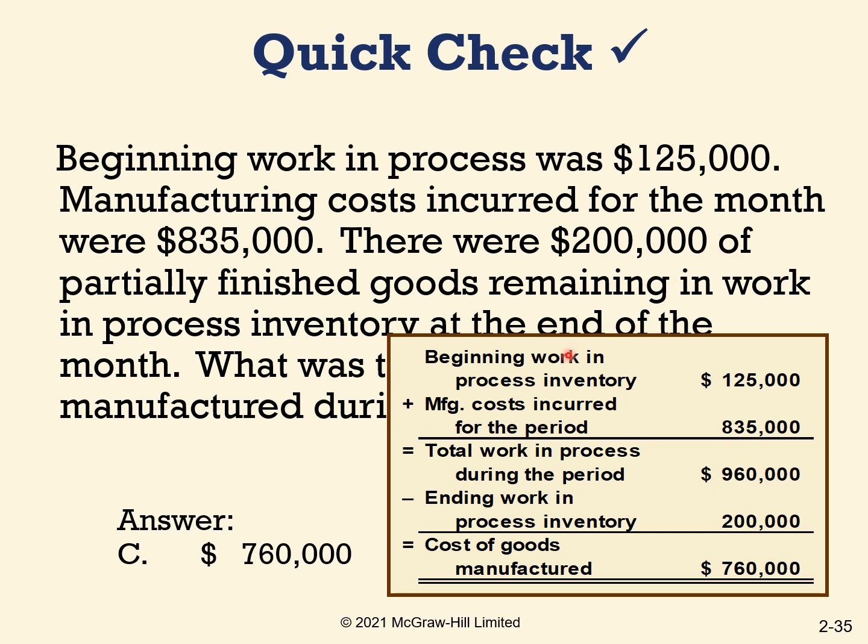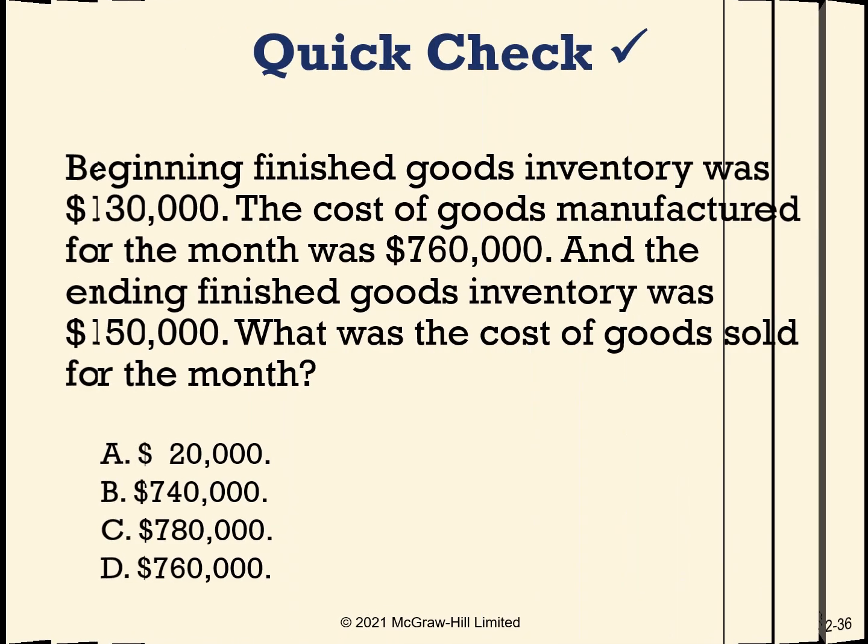So we had our beginning work in progress inventory was 125,000. We added all the costs incurred for the period, which is the 835, which equals our total work in progress during this entire period of 960. So they add them together here. And then in order to get what we actually manufactured in the period, we have to take out our ending inventory balance of 200,000 to get our 760.